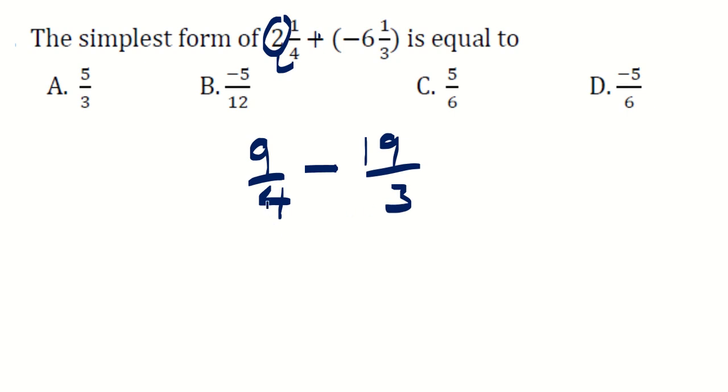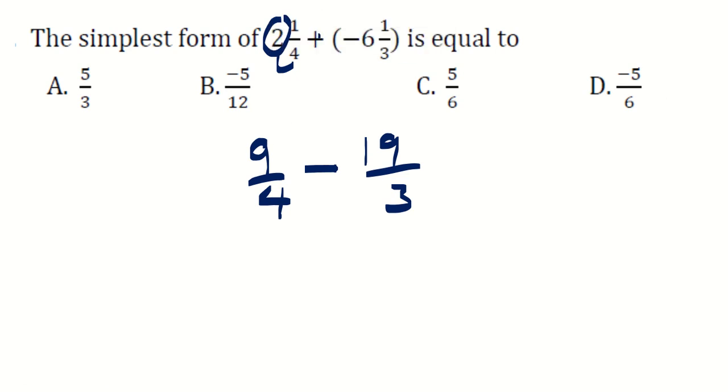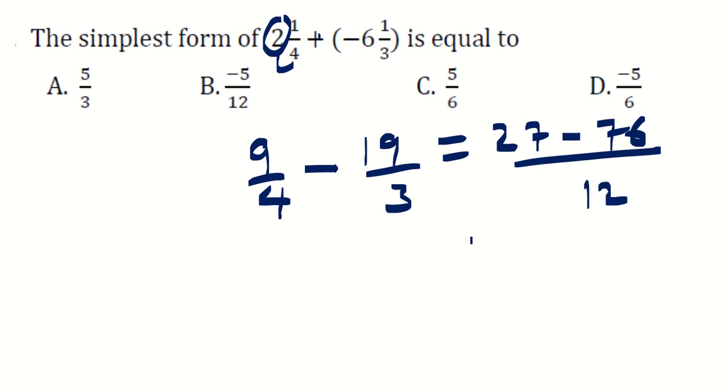Then you don't have any choice, simply crisscross, you can multiply. So what we can do here, crisscross, 9 times 3 will be 27, minus 4 times 19, which is 76. The whole over 4 times 3, which is 12. Now the difference will be negative 49. Negative 49 over 12. We cannot simplify.